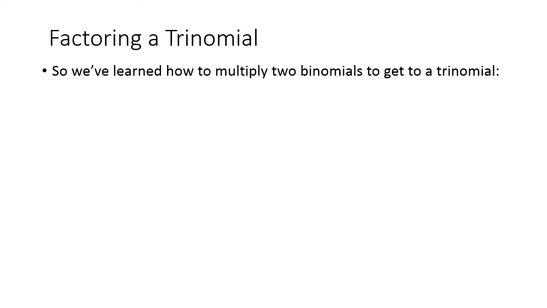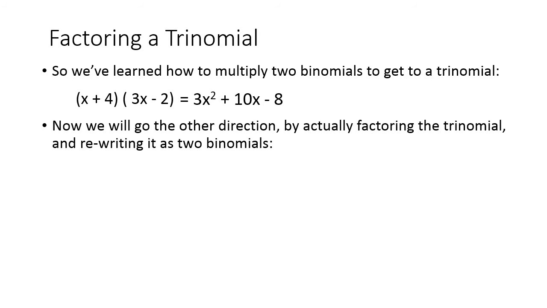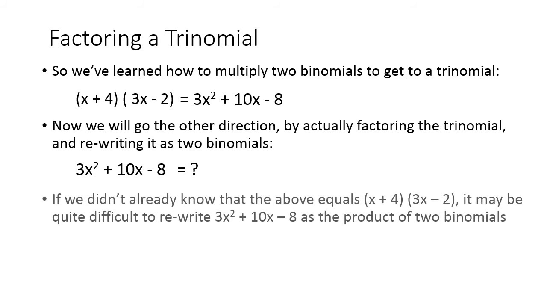So we've learned how to multiply two binomials to get to a trinomial, but what if we need to go the other direction by actually factoring the trinomial and rewriting it as two binomials? That trinomial equals what? Two binomials. If we didn't already know that the above equals x plus 4 times 3x minus 2, it may be quite difficult to rewrite 3x squared plus 10x minus 8 as the product of two binomials.